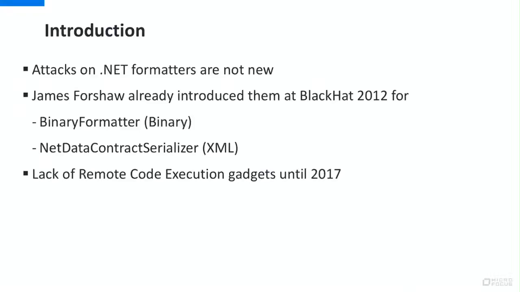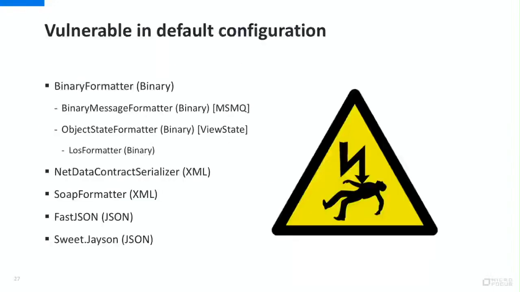Right, so as happened with Java before, since there were no remote code execution gadgets, no one really paid attention to these vulnerabilities, and there were not many vulnerabilities related to .NET deserialization until last year, probably. Last year in 2017, my colleague Alexandre Muñoz and myself found a remote code execution gadget in .NET, and that was followed by James Forshaw presenting two more, so there are a number of them right now.